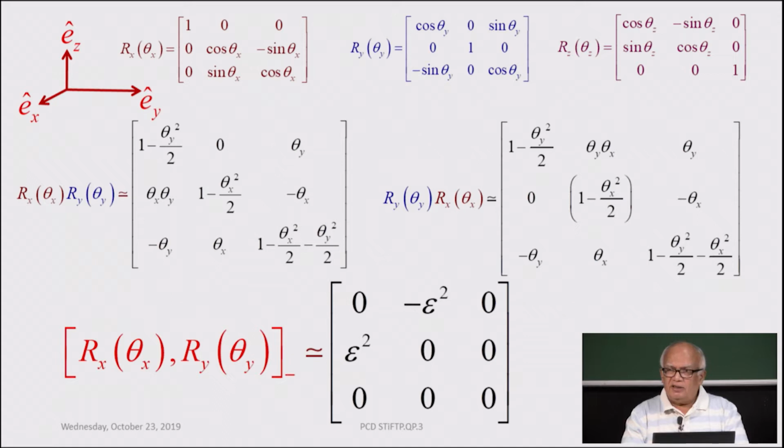So, this is the result that you need to remember, and you also need to remember that the difference has zeros in this matrix everywhere except the second column in the first row and the first column in the second row. And what do you have over there? You have the square of the infinitesimal angle. So, remember this result because we are going to use it very soon.